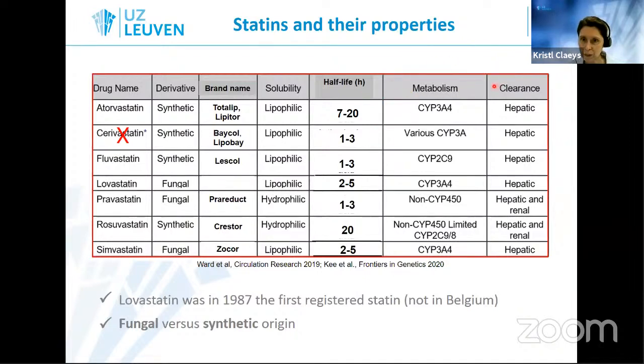Also, the metabolism pathway is different for the different statins. You see that atorvastatin, lovastatin, and simvastatin go through the CYP3A4 pathway, but then you also have other statins like fluvastatin and the others that use another metabolic pathway, and that also will be important in the context of the side effects. Some of them are fungal in origin, and others are synthetic in origin.